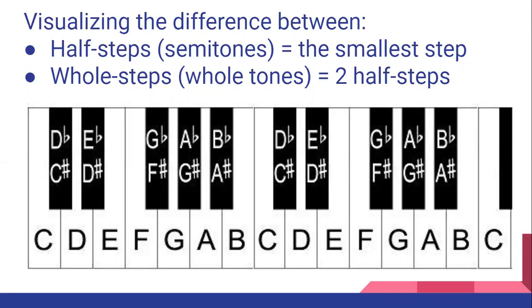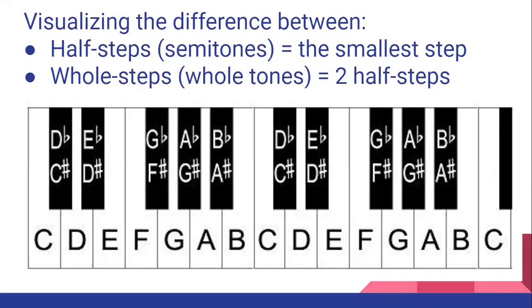Anytime you go two half steps away, that is the same as a whole step. So from C natural, which is one of the white keys, to D natural, which is another one of the white keys, that is a whole step away.